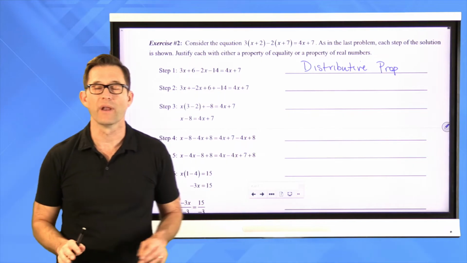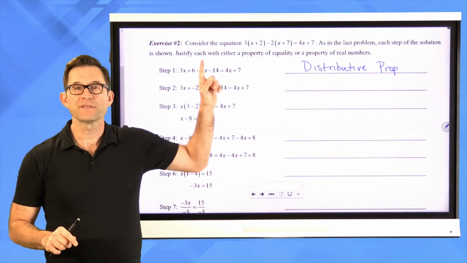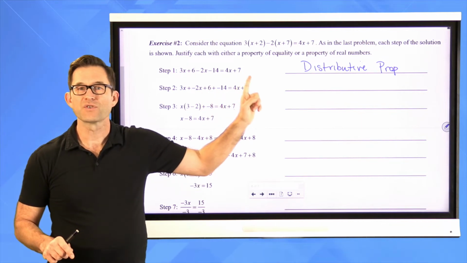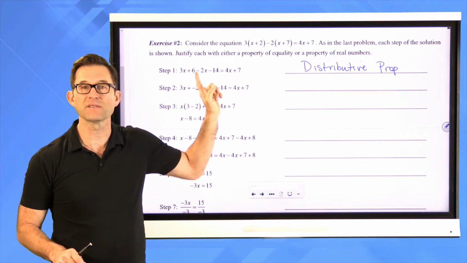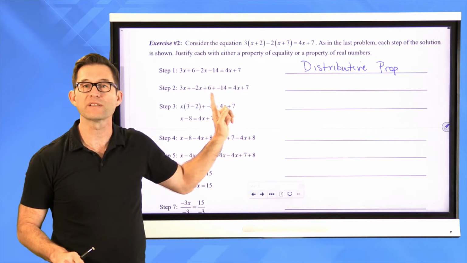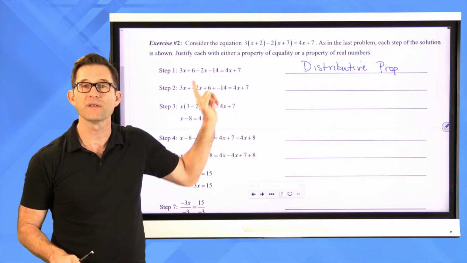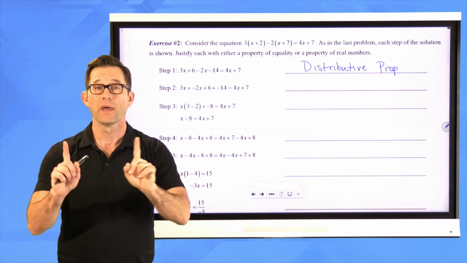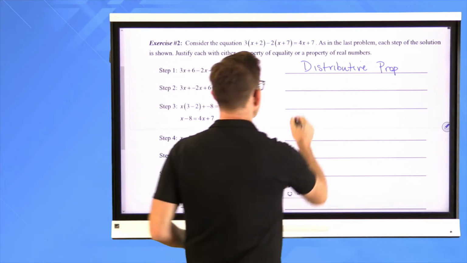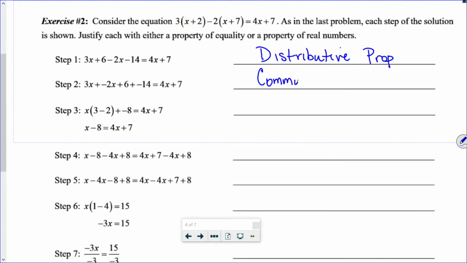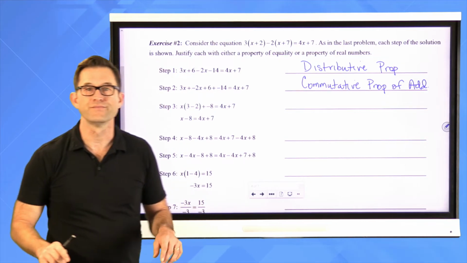All right, so that's simple enough. Now what we have to do is look at this step and compare it to this step. One thing I noticed right away is that the 4x plus 7 hasn't changed at all. And on the left-hand side, what's happened is that 6 minus 2x has become a -2x plus 6. All I did was take the 6 minus 2x and make it into -2x plus 6. In other words, I took an addition and flip-flopped it. So that is the commutative property of addition.